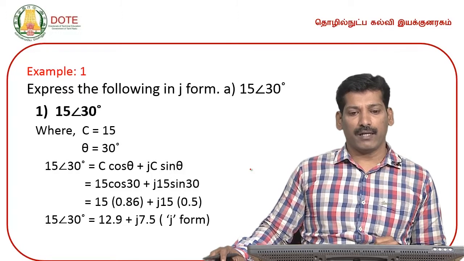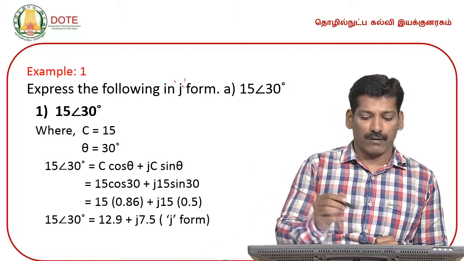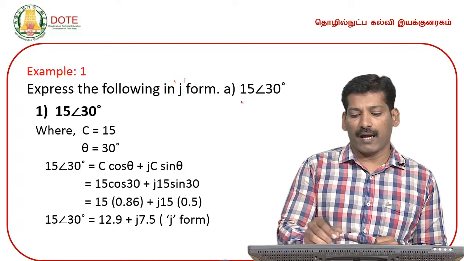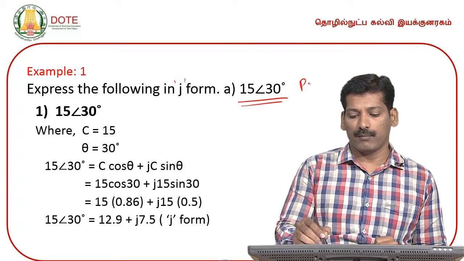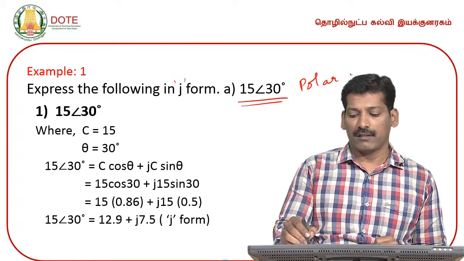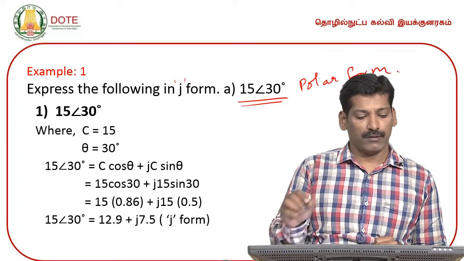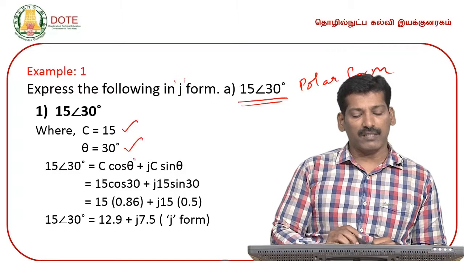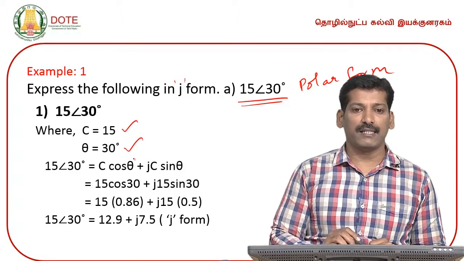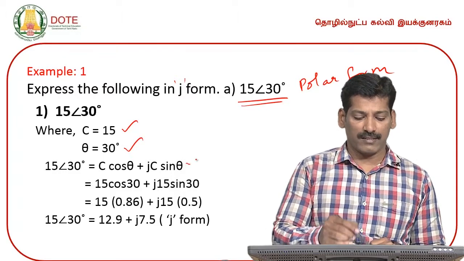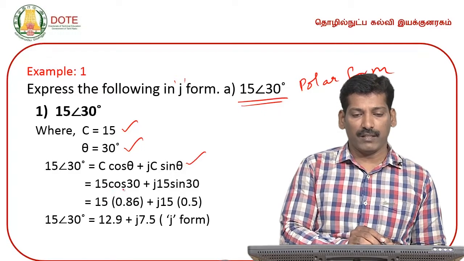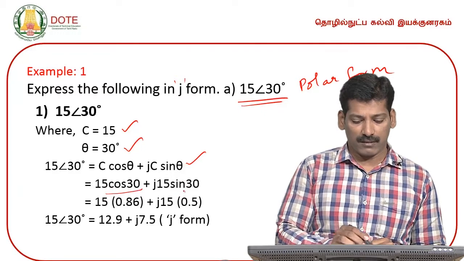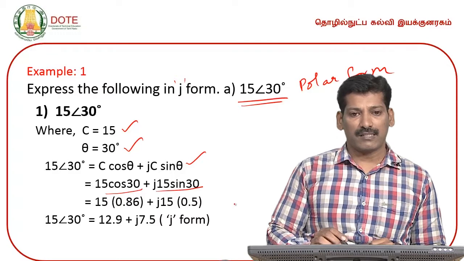Express the following in j form: 15 angle 30. This is in polar form, and we need to convert it to rectangular form. C is equal to 15 here, theta is equal to 30. Straight away we can apply the formula C cos theta plus j C sin theta, which is nothing but 15 cos 30 plus j 15 sin 30.